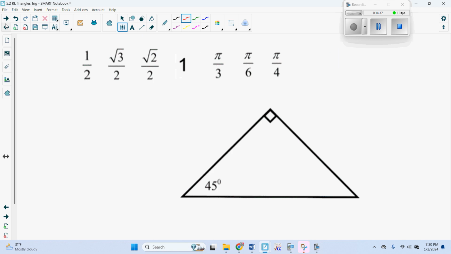Let's try another one. Same type of thing. Find the angles, find the sides. I'll give you 15 seconds to fill this one out.